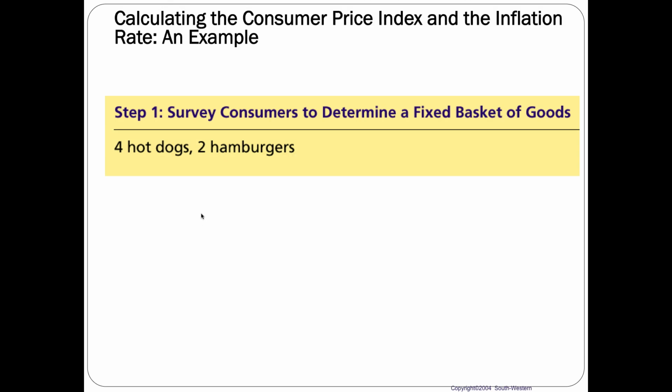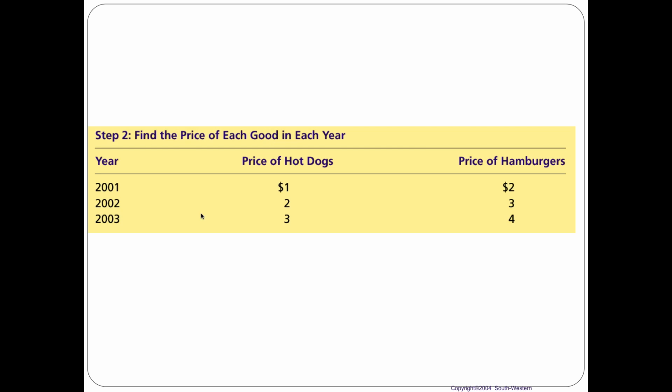All right, now, next what I want to do is give you some numbers here so you can see how the inflation rate and the CPI is calculated. So let's go through different steps. The first one, we're going to survey customers to determine a fixed basket of goods. So the fixed basket of goods here is going to be 4 hot dogs, 2 hamburgers. That's what people are going to buy. This is a simplistic example, but it'll help us better understand.